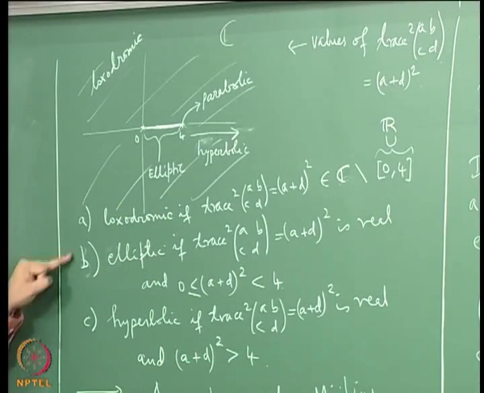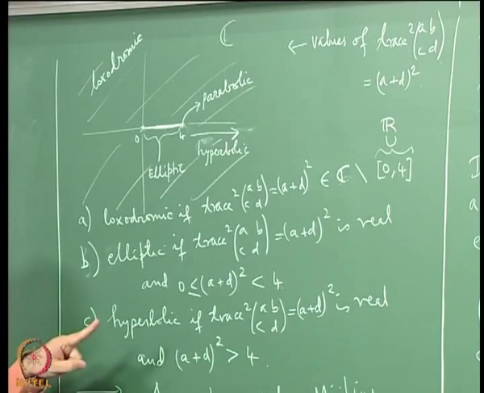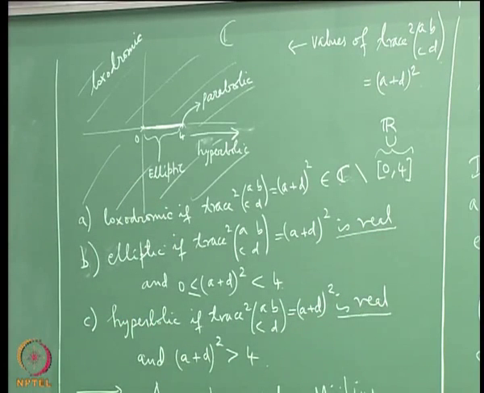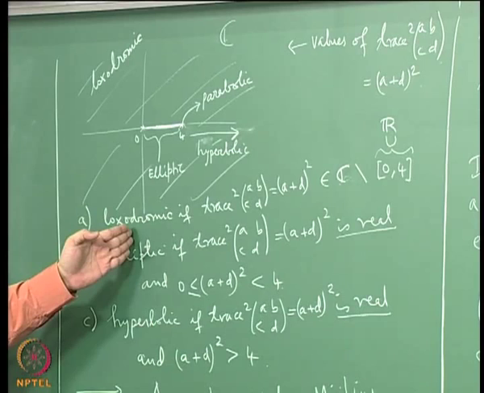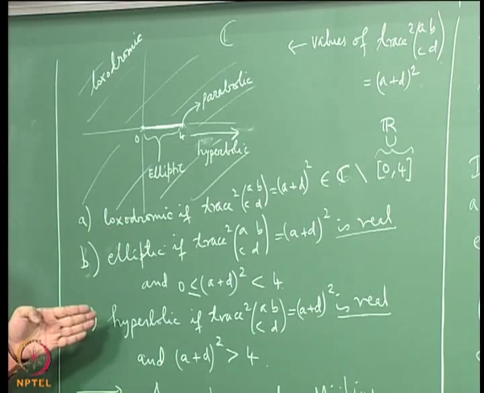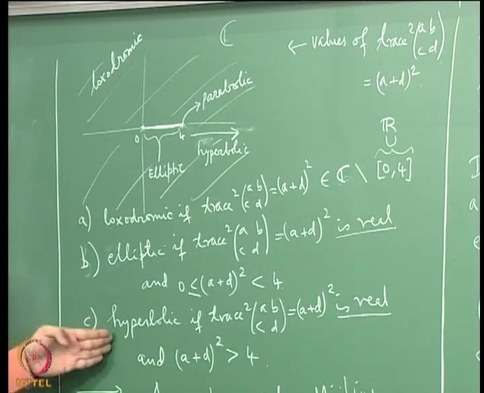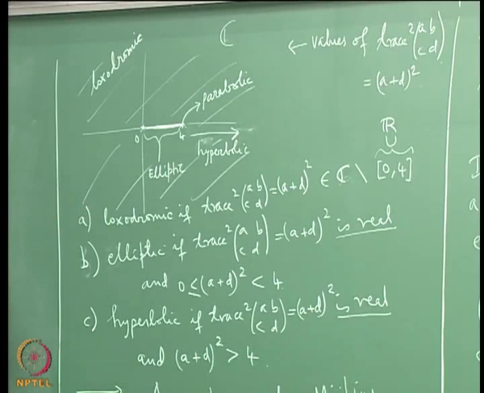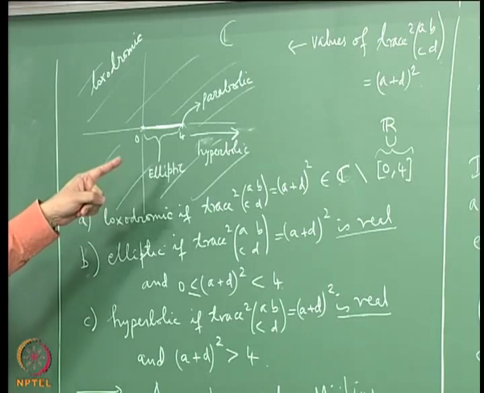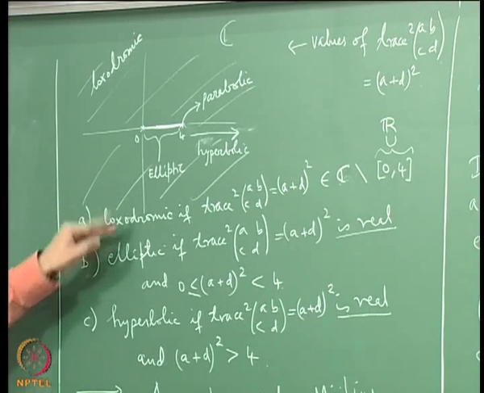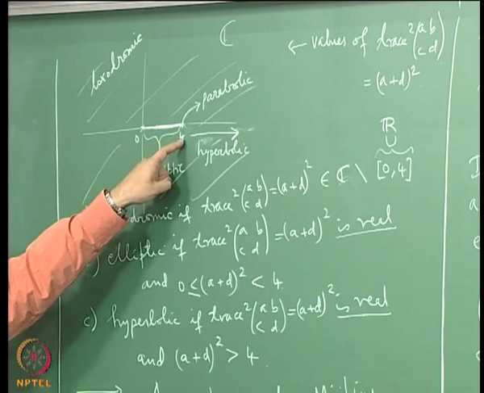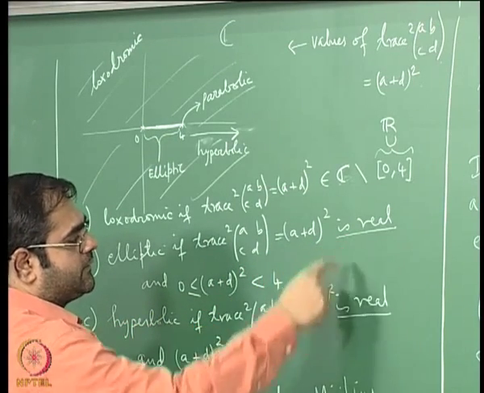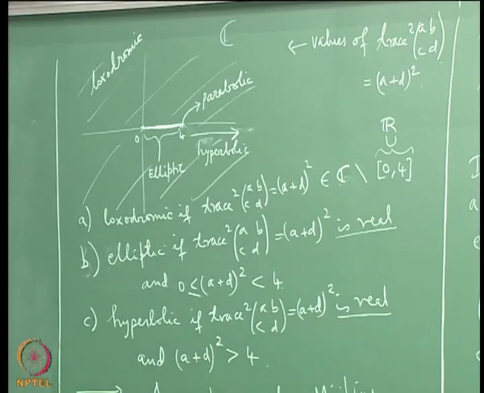You see, in these 2 cases the trace squared is real. And the loxodromic case which is not hyperbolic, because hyperbolic also implies loxodromic, is the case when the trace does not lie in the segment. So what I am going to do is first look at the condition that trace squared is real.